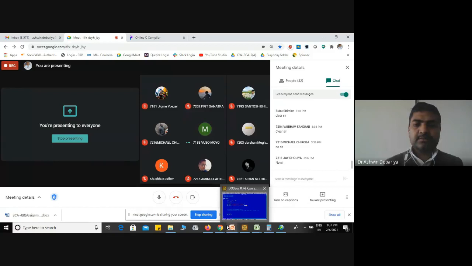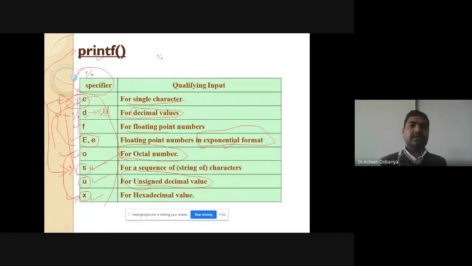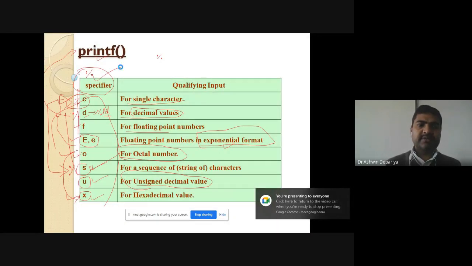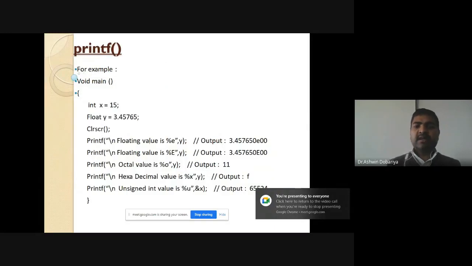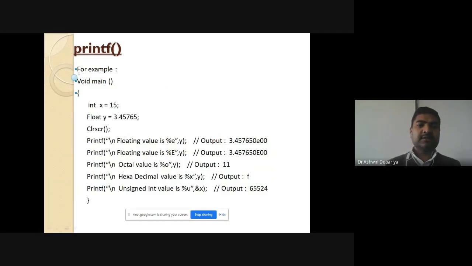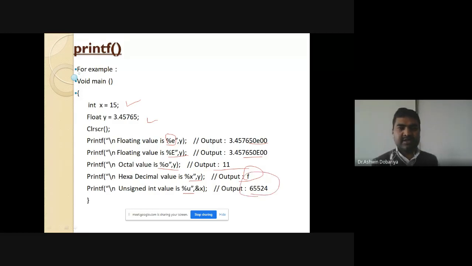Okay, so now let's continue with the next topic. In the printf function we use format specifiers, and all are the examples that we already discussed. This is the example that you can write in an exam. One integer variable 15, a float, and if you use %e, then it is in exponential format, capital E in capital exponential format, %o in octal, %x hexadecimal, and %u, you can say it is in terms of unsigned integer value. So that we discussed.